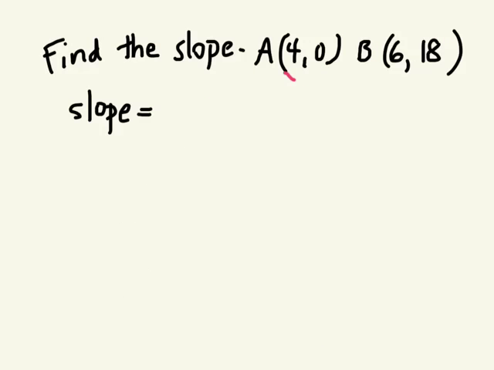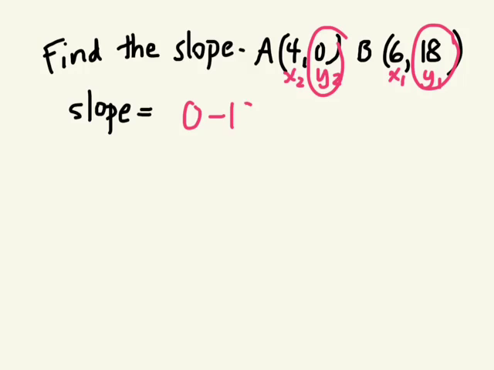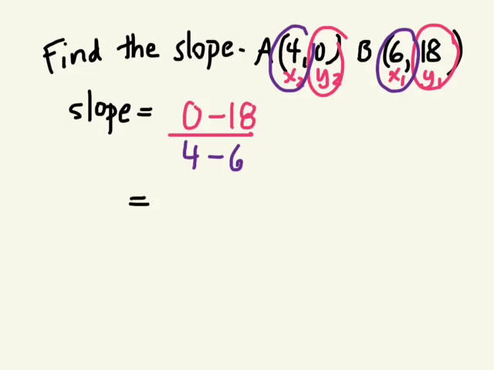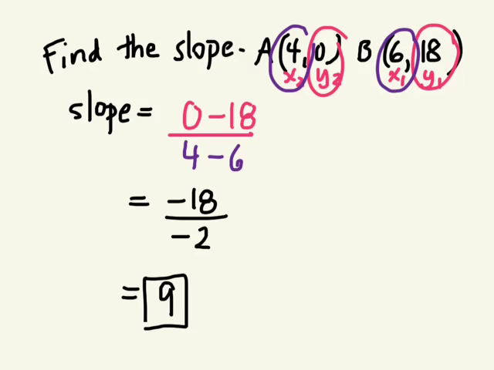I'm going to label this as x2, y2, and this one as x1, y1. So according to how I've labeled it, y2 minus y1, so 0 take away 18, over x2 minus x1, 4 take away 6. What's 0 take away 18? What's 4 take away 6? A negative divided by negative? Positive 9. Raise your hand if you got positive 9 as a slope.